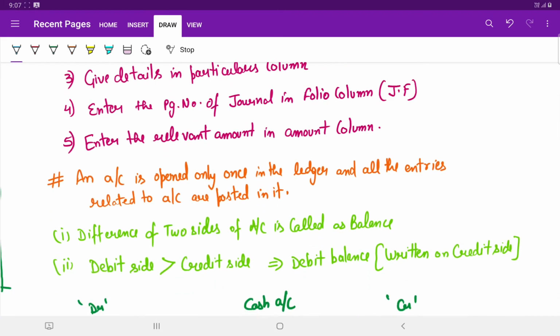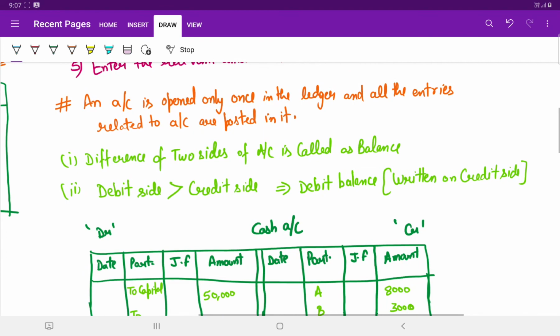Now an account is opened only once in a ledger and all the entries related to that account are posted in it. So this is an important note, that an account is always opened once. All the entries can be written in it, and it can run to 2, 3, 5 or even many pages. That's not a concern.